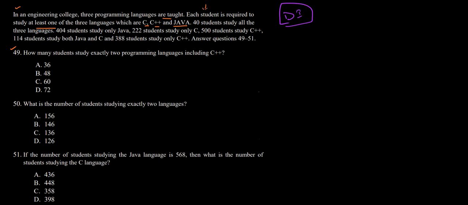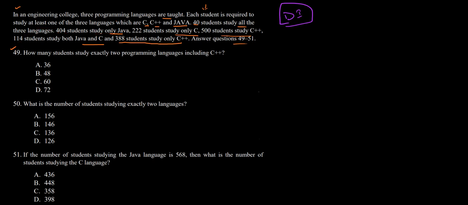And here we have some data about the students studying these 3 languages, where 40 students study all the 3 languages. So 40 students are there who study all the 3 languages. Now we have 404 students study only Java, 222 students study only C, 500 students study C++, and not only C++, it's just said that 500 students study C++. Now we have 114 students study both Java and C, and 388 students study only C++. Answer the questions 49 to 51.